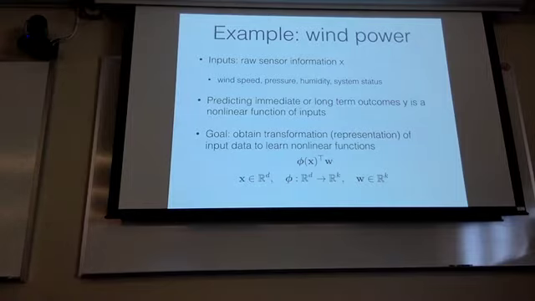Okay, so that phi is the thing that I really care about. This phi is going to take whatever d-dimensional inputs we have. This d-dimensional vector might contain things like wind speed, pressure, and so on. And it's going to produce some new k-dimensional vector that is our new representation. Very simple setting.